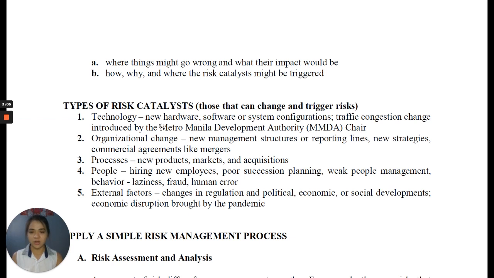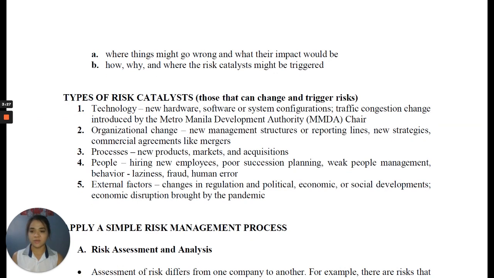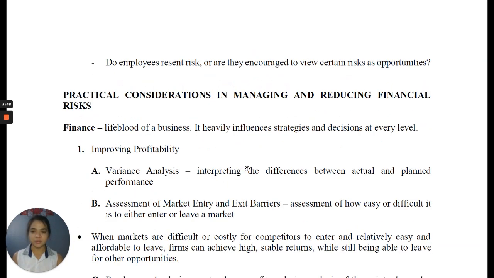For example, technology: new hardware, software, or system configurations. One example is the traffic congestion change, which was introduced by the Metro Manila Development Authority chair way back 2010, when it was considered as too risky because it introduced a new system. Organizational change: new management structures or reporting lines, new strategies, commercial agreements like mergers and consolidations. Processes: new products, markets, and acquisitions. People: hiring new employees, poor succession planning.